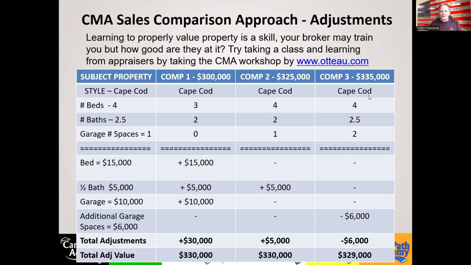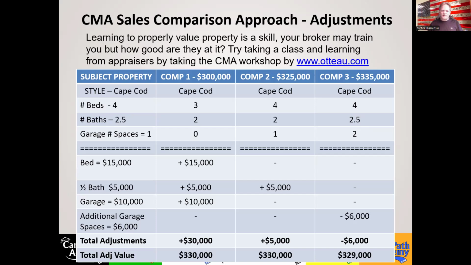Now, comparable property 3 has 4 bedrooms, 2.5 baths, just like the subject property, but it has an extra garage space. It has a 2-car garage instead of a 1. Determine how much an additional garage space is worth, $6,000. In this case, we have to subtract from the value to bring it down to the same level as the subject property. And this one sold for $335,000, subtract $6,000, and it would be $329,000. So now we've got a pretty tight price range here between $329,000 and $330,000. So basically, this house should be listing for about $330,000. That's how you come up with the valuations and make the adjustments for the differences.